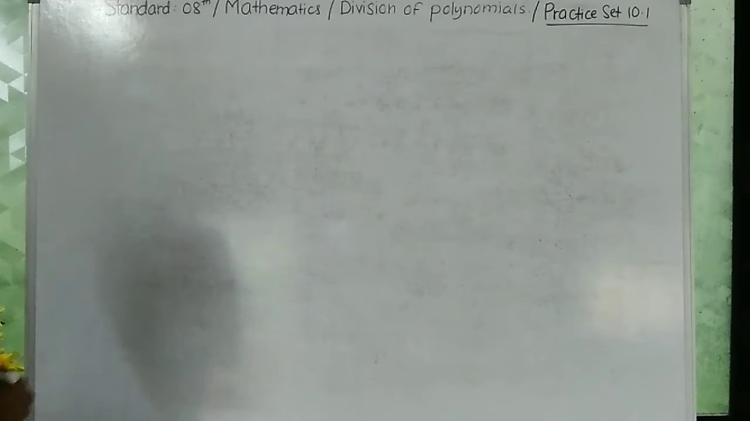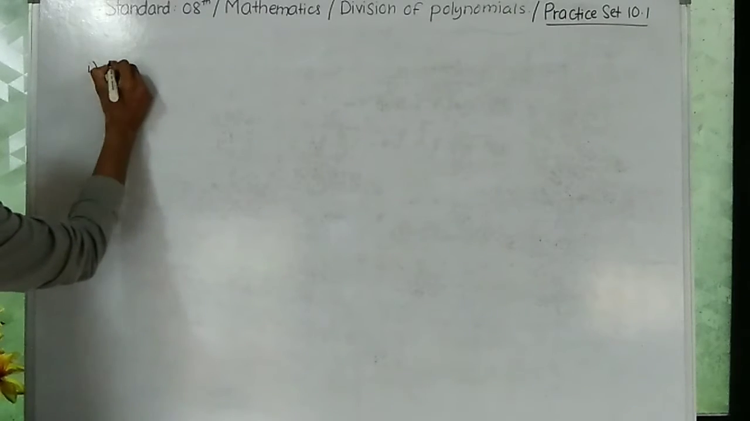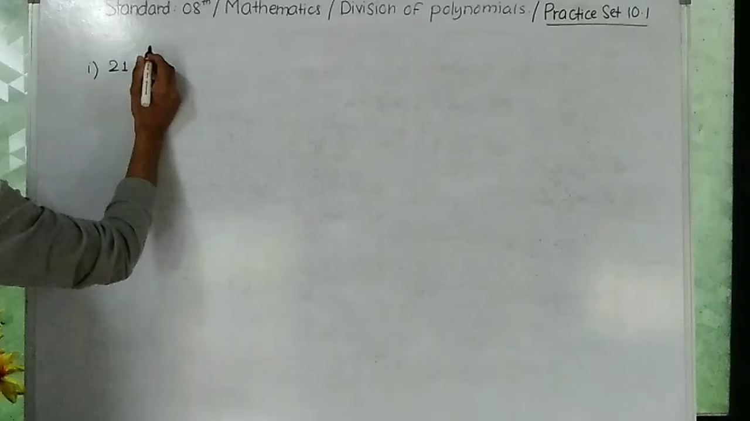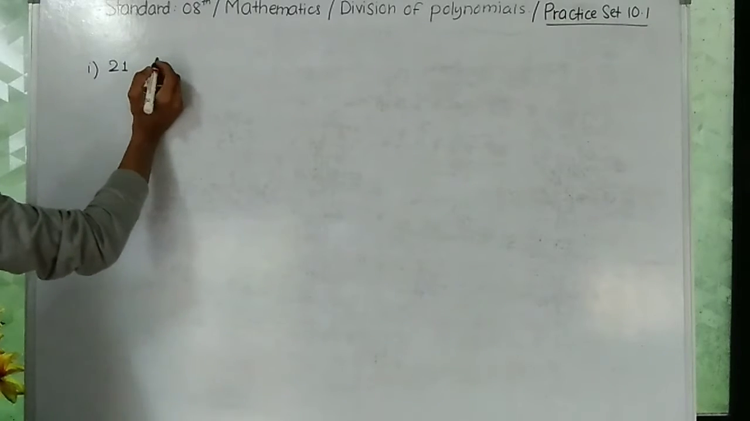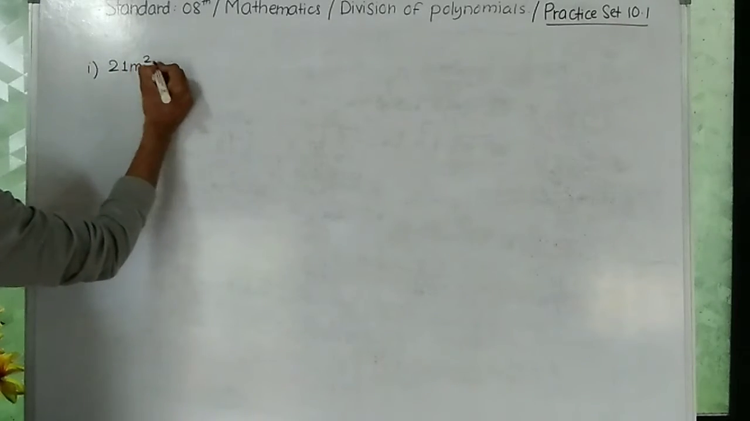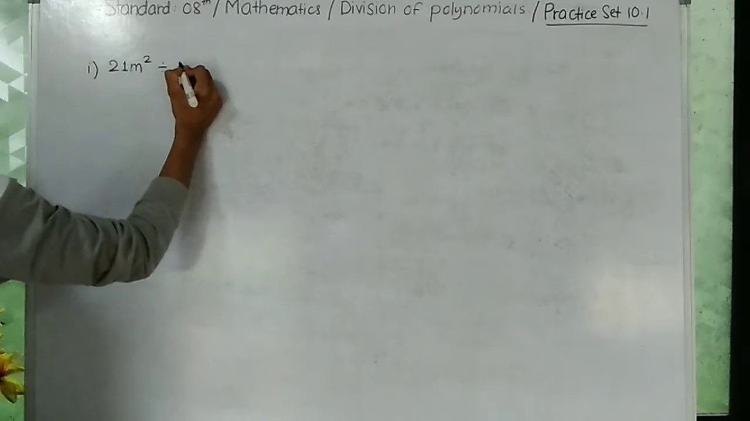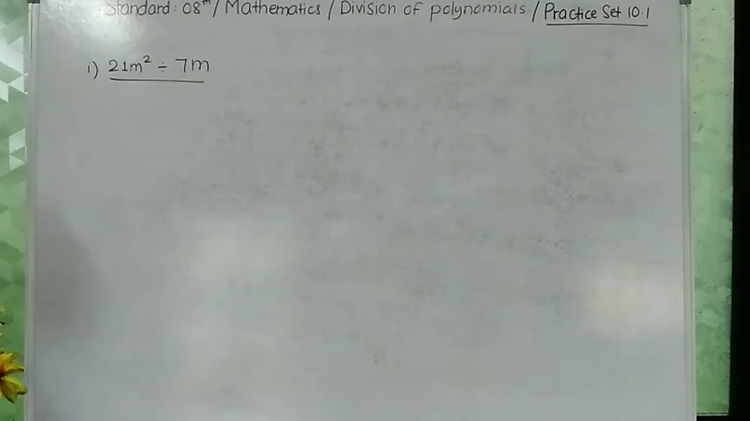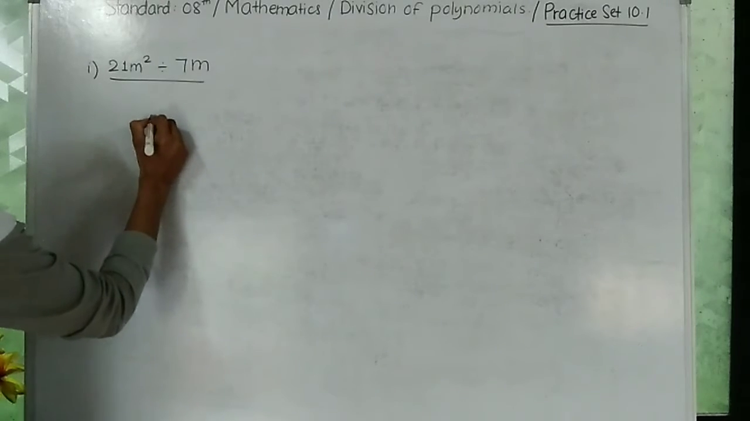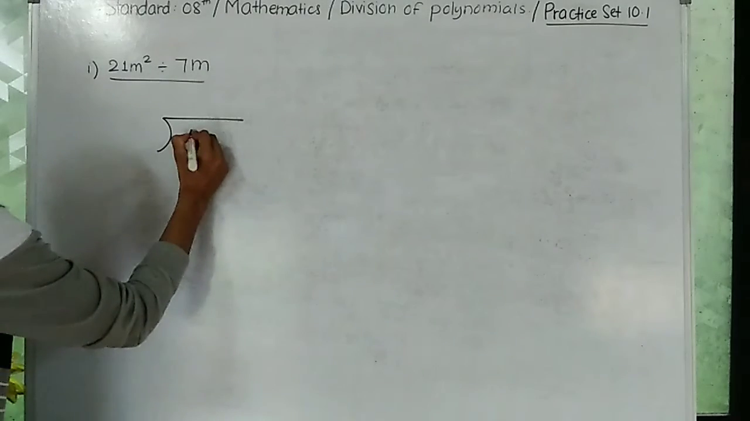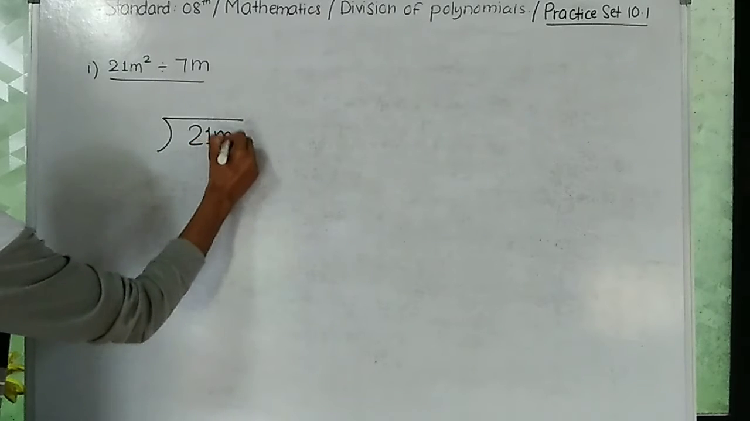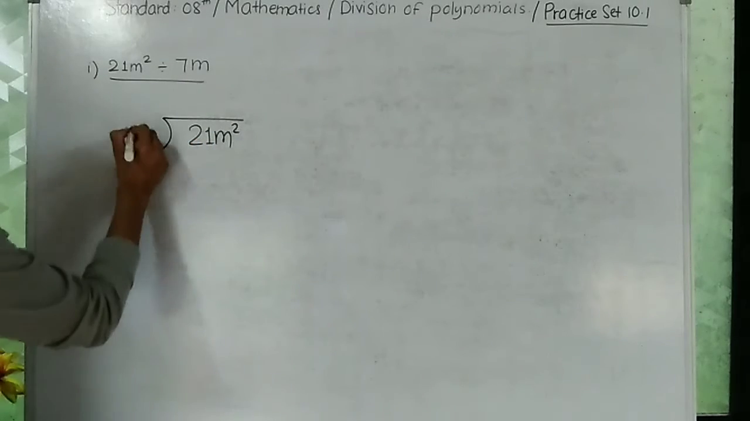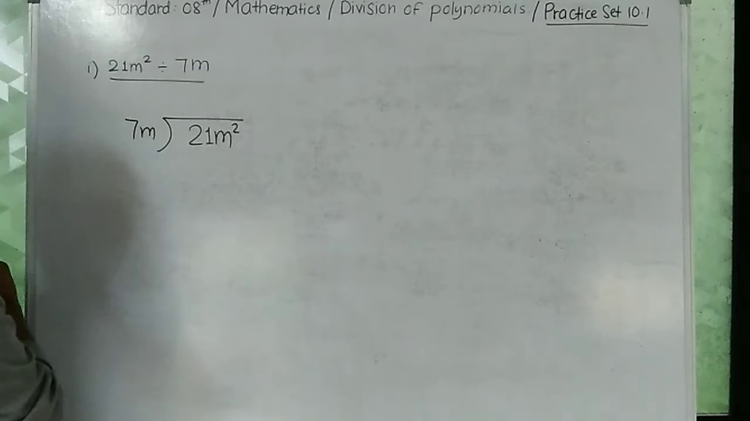We have to divide a monomial, that is 21m square divided by 7m. So how can we divide that? Very easy to do. 21m square is my dividend and 7m is my divisor.